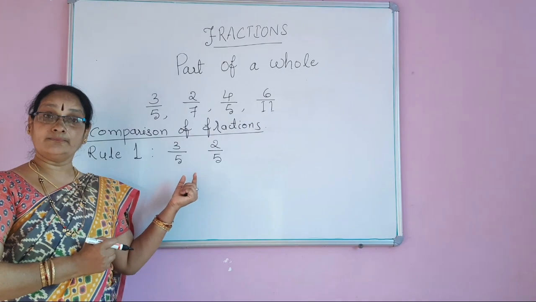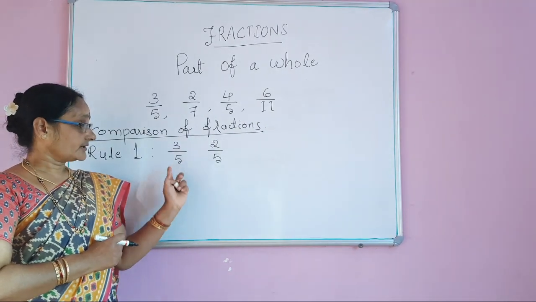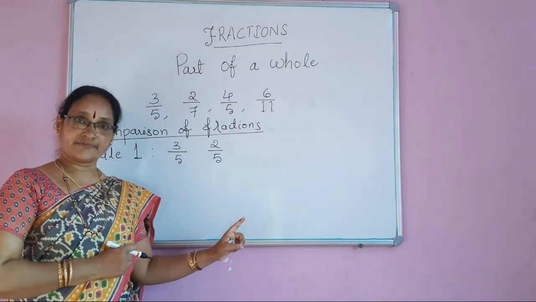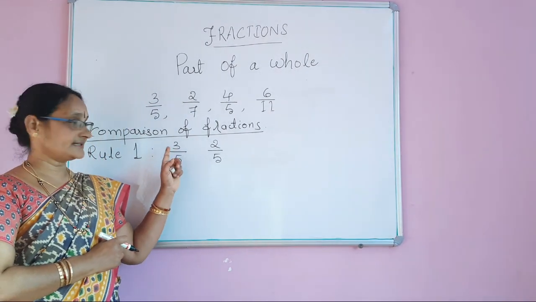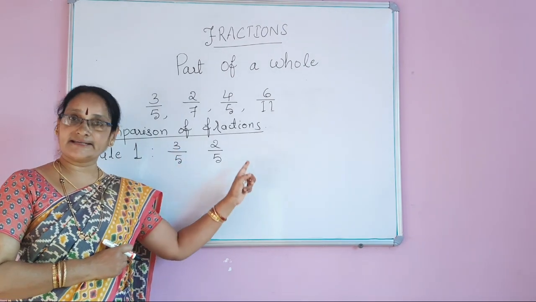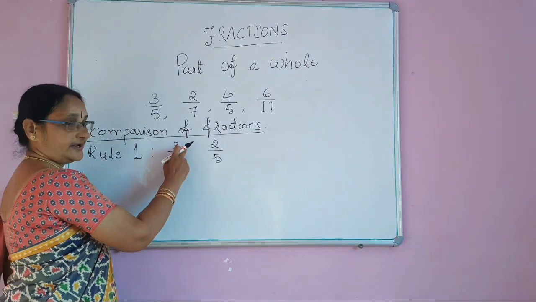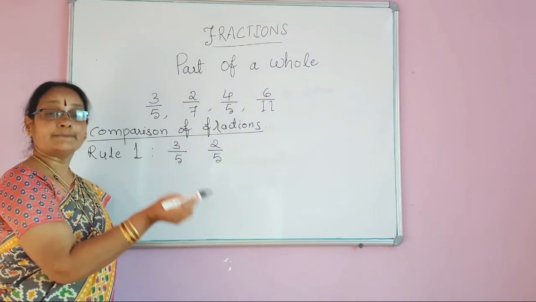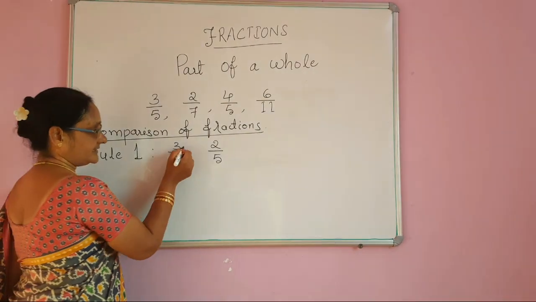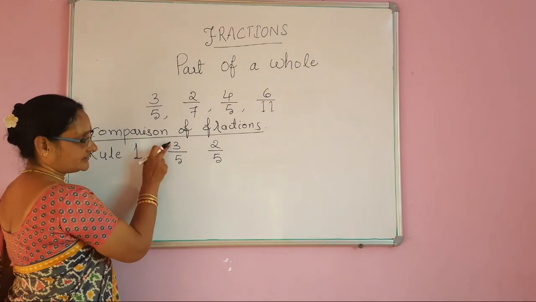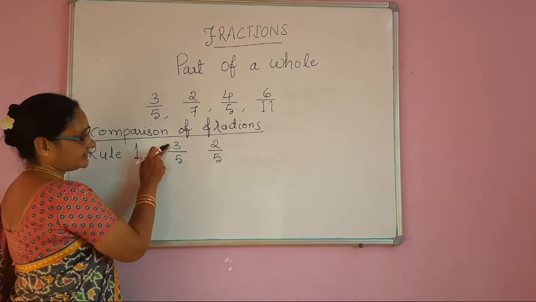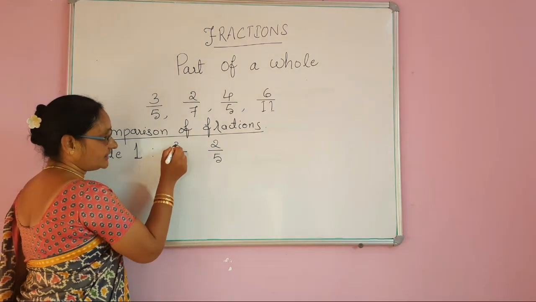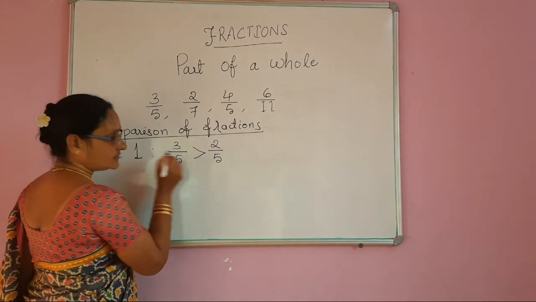This is under the rule 1. If the fractions are having the same denominator, and if the numerator is greater than that of the other fraction, then 3 by 5, which has the greater numerator, will be the greater fraction. Here, among these two, 3 by 5 and 2 by 5, 3 is greater than 2. That means 3 by 5 is greater than 2 by 5.